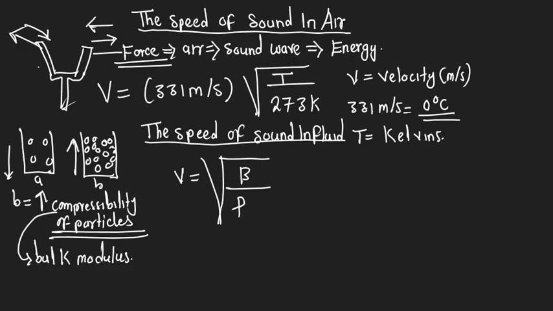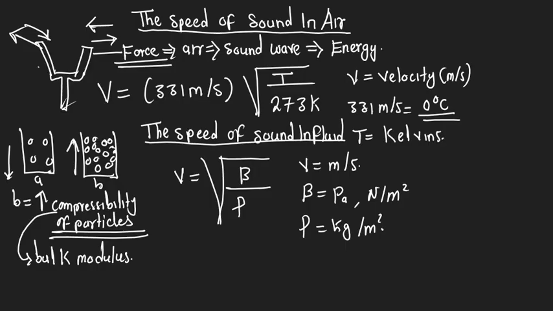Of course, V is the speed measured in meters per second. This is B, the bulk modulus, which can be measured in pascals or in newtons per meter squared. Then this is the density, which is measured in kg per meter cubed. It's very important for us to understand this.